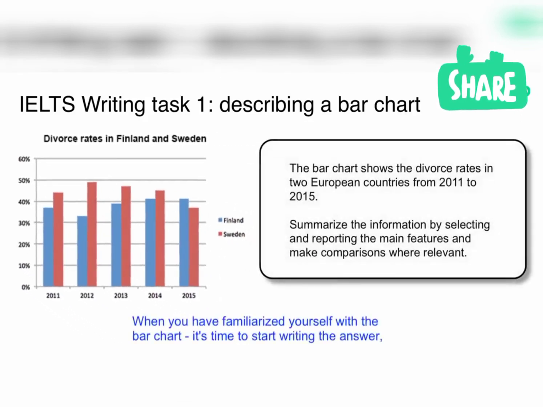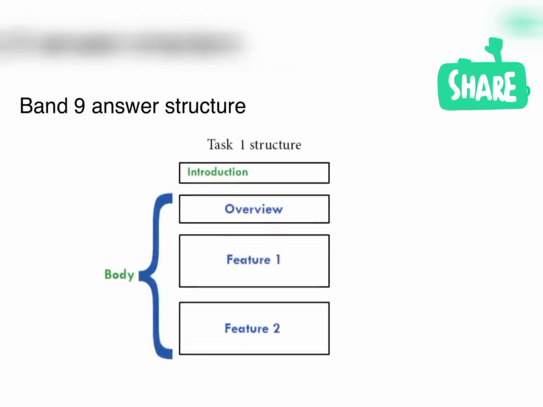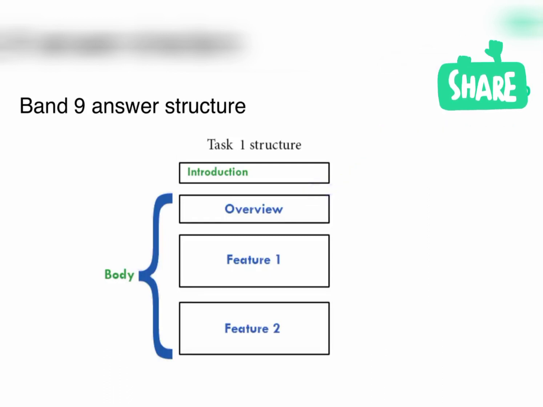And when you have familiarized yourself with the bar chart, it's time to start writing the answer, following the Band 9 answer structure. And here is the Band 9 answer structure for IELTS writing task 1. By following this answer structure, you can easily get Band 9 for your answer. So let's study it together.